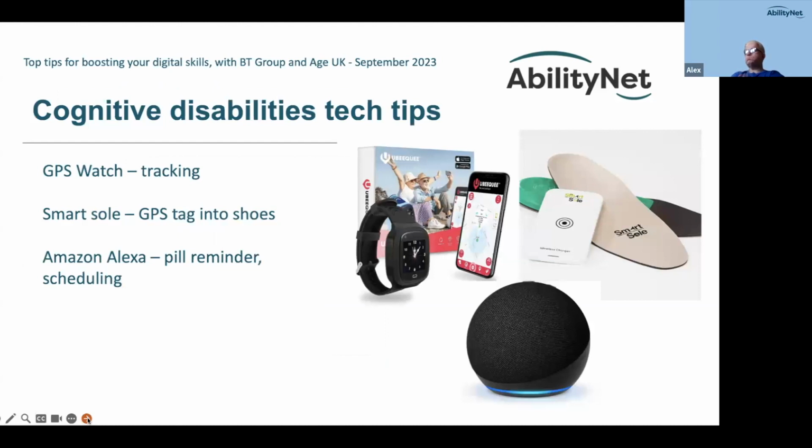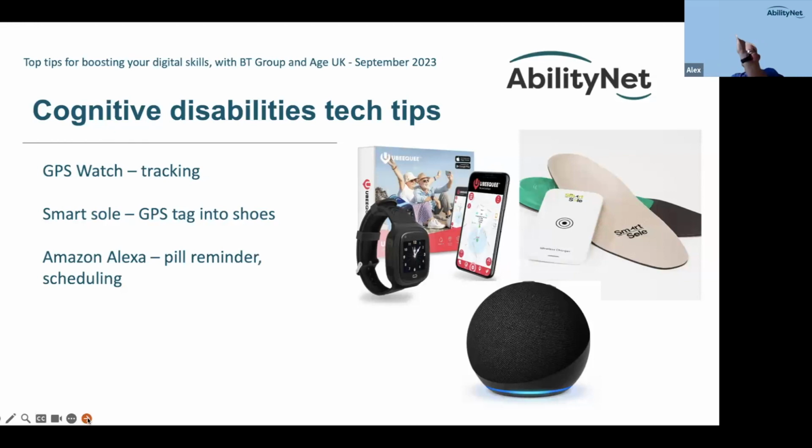Okay, so as we get older, our cognitive ability may decrease. Hopefully it won't, but what do you do if it does? There are several things that I just want to point your attention to. If you've got a family member who might have a tendency to wander because they've got dementia, you can have a GPS tracker, so you can track where they are.